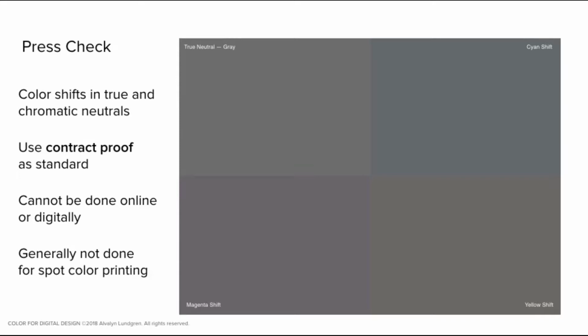Press checks generally you don't have to do when you're dealing with a spot color run, especially if it's a 1, 2, or 3 color, because again the inks are not fusing optically and you don't have to worry that much about things being off register. If you do a press check for spot color print runs, registration is what you're going to be looking for mostly, not color accuracy.